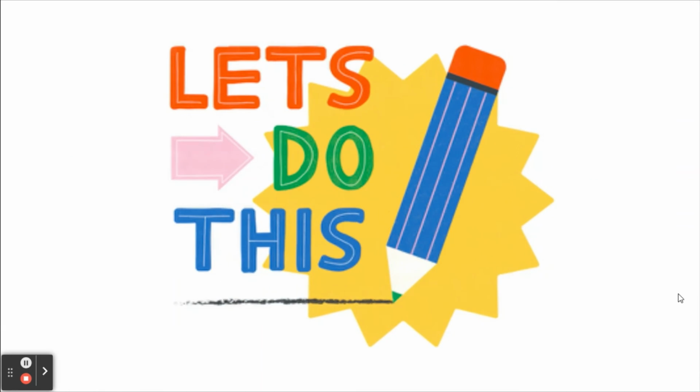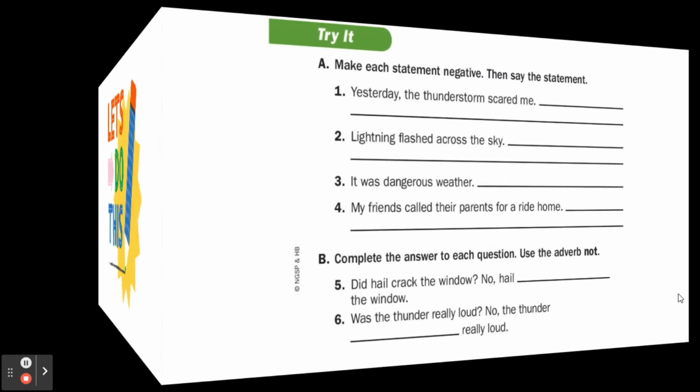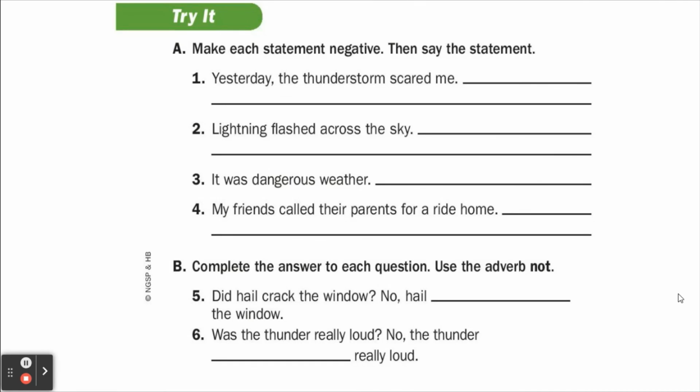And it's always good to practice. So what we're doing here is we're making each statement negative. So again, we're going to do 1 to 4 together, and then you will do 5 on your own. Okay? Okay. Yesterday, the thunderstorm scared me. So what would be the negative of that? Yesterday, the thunderstorm did not scare me.